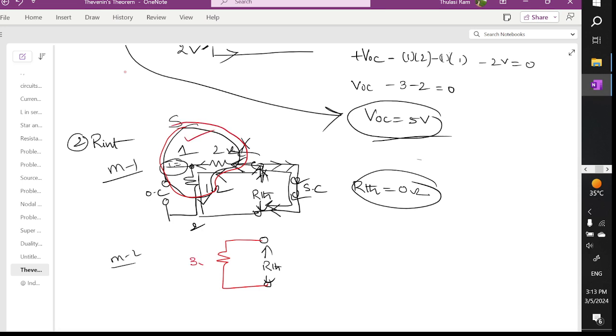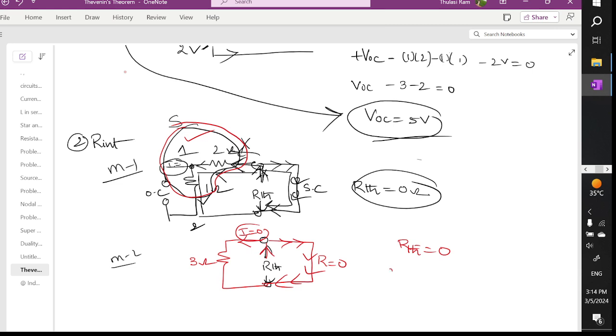2 plus 1 is 3 ohm, and here we are having one more branch which is offering R equal to 0. So when the current starts, current will not flow in this 3 ohm. Why? Because the current in this branch will become 0. Current always will flow in which resistive branch? Low resistive branch. Therefore R Thevenin is equal to 0.